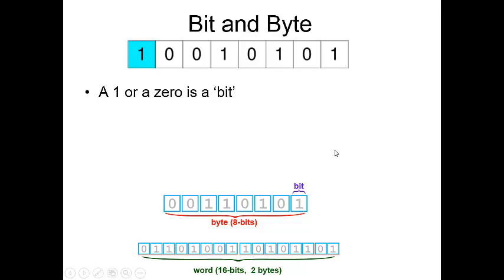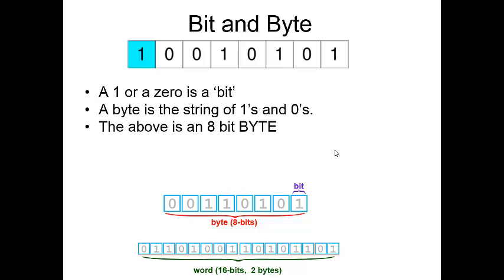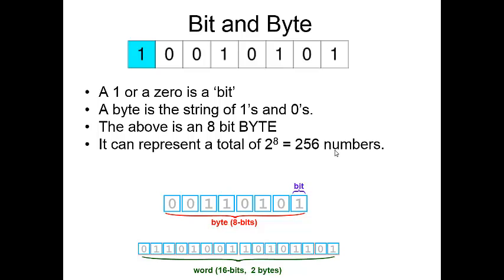We know that everything's made up of a 1 or a 0, and this is known as a bit. Okay. A byte is a string of 1s and 0s. Now above we're showing an 8-bit byte. So a byte is a string of bits, and it can actually represent 2 to the 8, so it can represent 256 numbers. So those 8 zeros and 1s could represent 256 numbers.